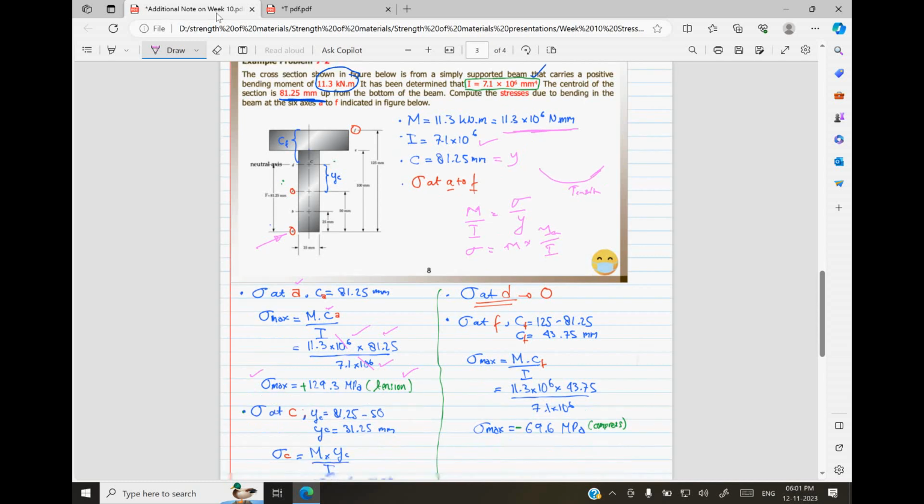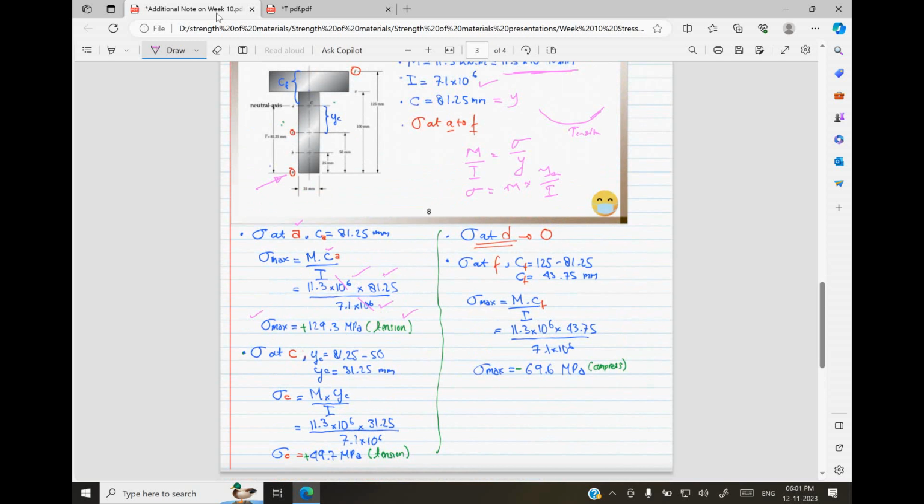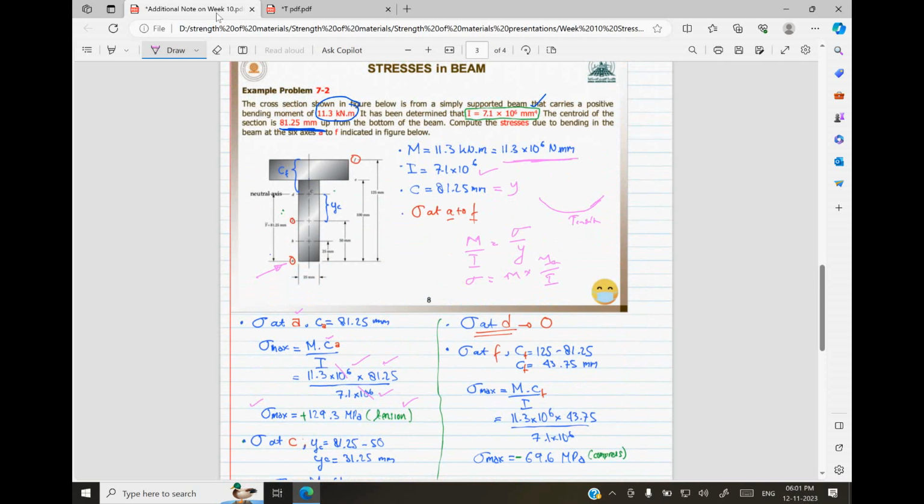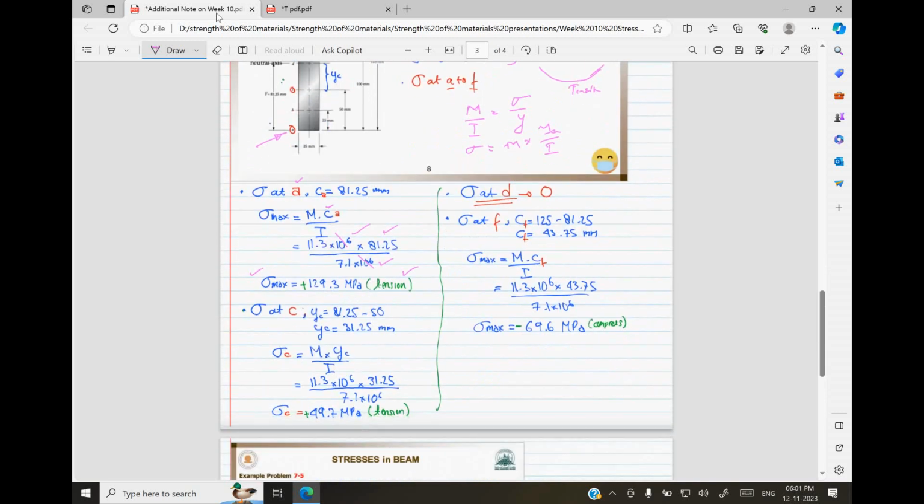He did not write for B, did he? No, for B he did not find out, because he is asking us in the question from A to F. So this means I have to find out at A and at B also. So here B is missing. Let me write the value of sigma B here so that you can calculate by yourself.